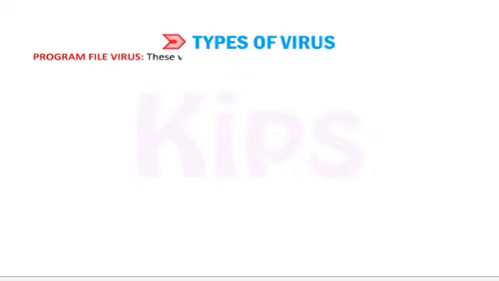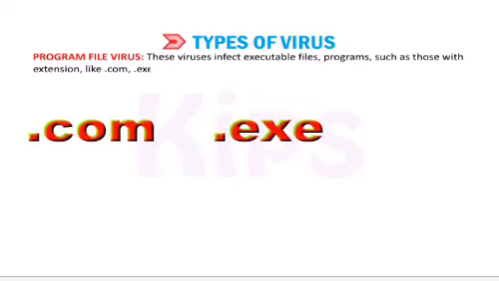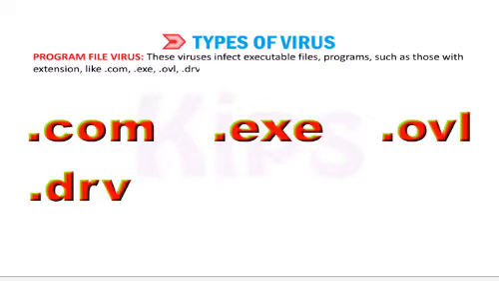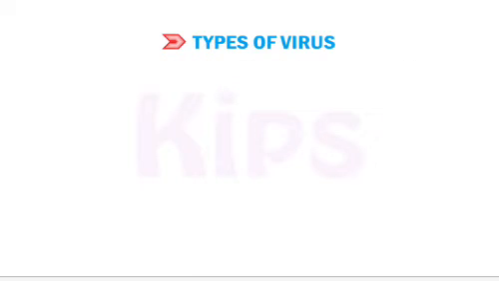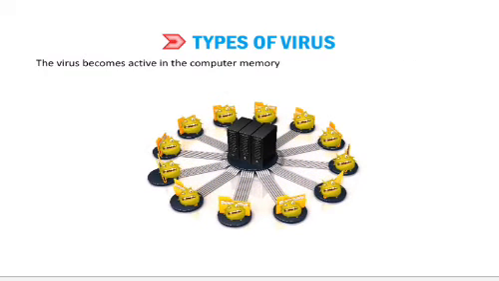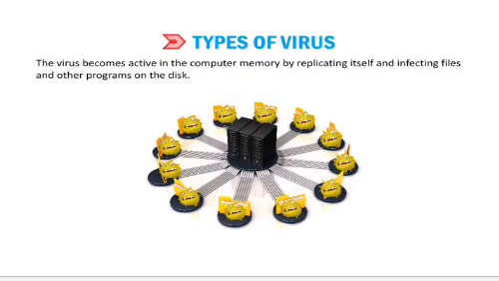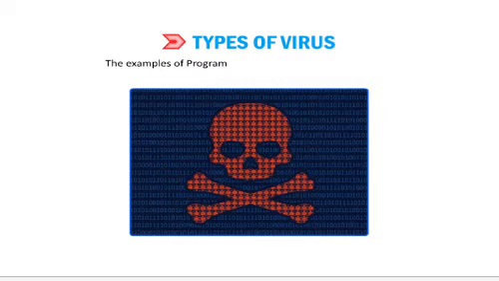Program file virus. These viruses infect executable files, programs such as those with extension like .com, .exe, .ovl, .drv, .sys, etc. These programs get loaded in the computer memory during execution. The virus becomes active in the computer memory by replicating itself and infecting files and other programs on the disk. The examples of program file virus are Sunday, Cascade, etc.